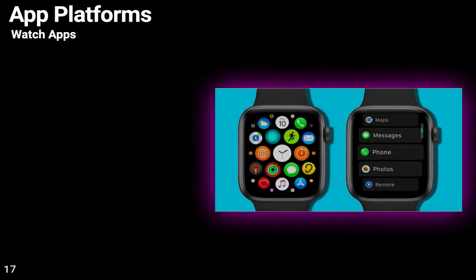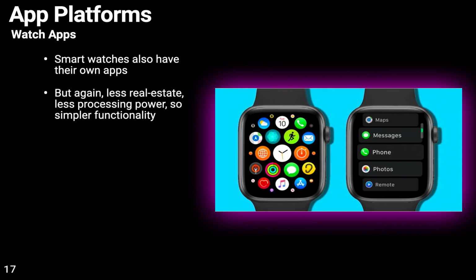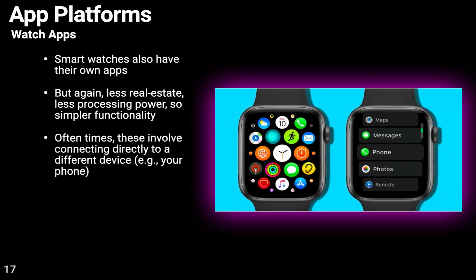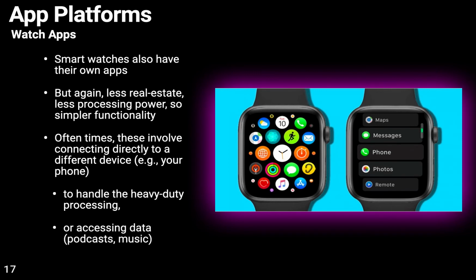Watches. Now we've got smartwatches, right? They have their own apps, but again, even smaller screen real estate than a phone. And furthermore, even less processing power, right? We had to cram it into an even tighter space on your wrist, not even in your pocket. So oftentimes they'll involve connecting directly to a different device, your phone, and then your phone can handle more heavy-duty processing or access data that the watch wouldn't really have access to, like podcasts or music or whatever.